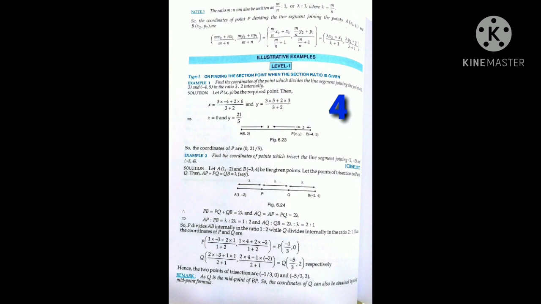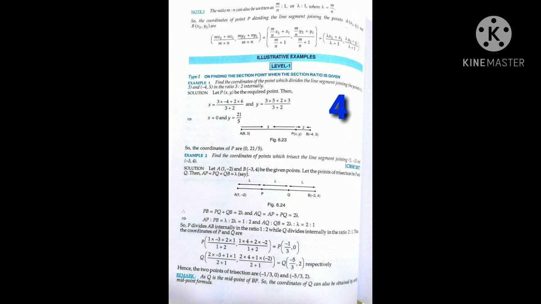So what we have to do here is, we have to find the section point where the section ratio is given, right? So we have to find the coordinates of point P, just as we explained. The question is, find the coordinates of the point which divides the line segment joining the points (6, 3) and (-4, 5) in the ratio 3:2 internally. So we will use the formula and put the respective values just as we did in the formula.